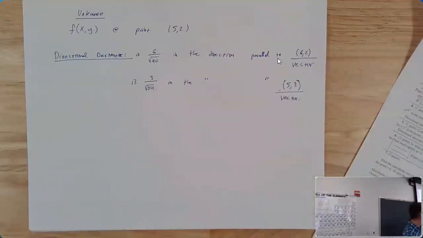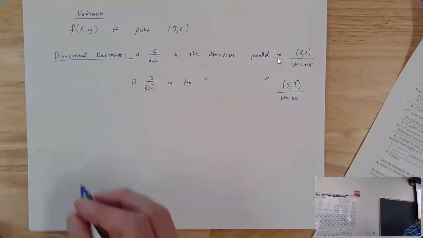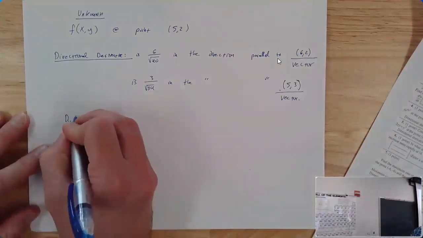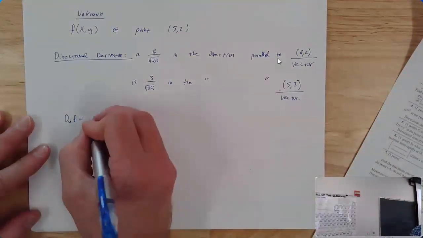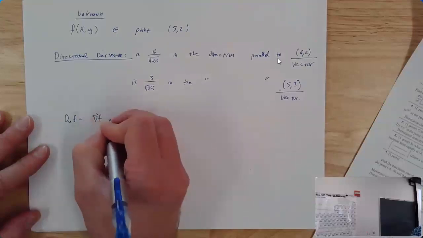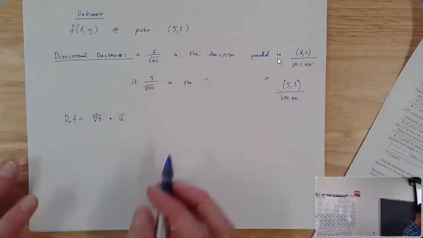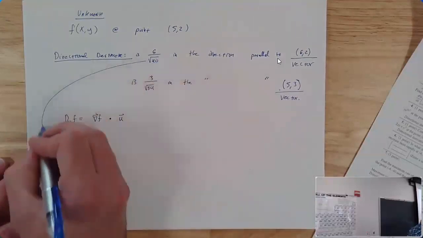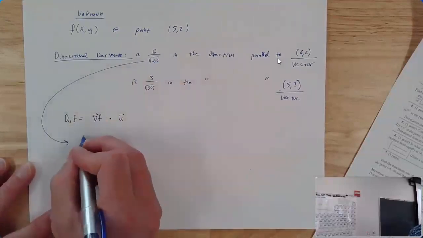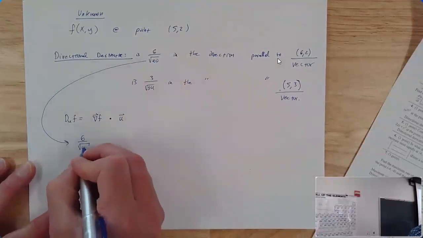So let's see what happens. We know how to calculate the directional derivative. So our directional derivative is equal to the gradient dotted with the unit vector. So for this first one, our directional derivative is 6 over the square root of 40.